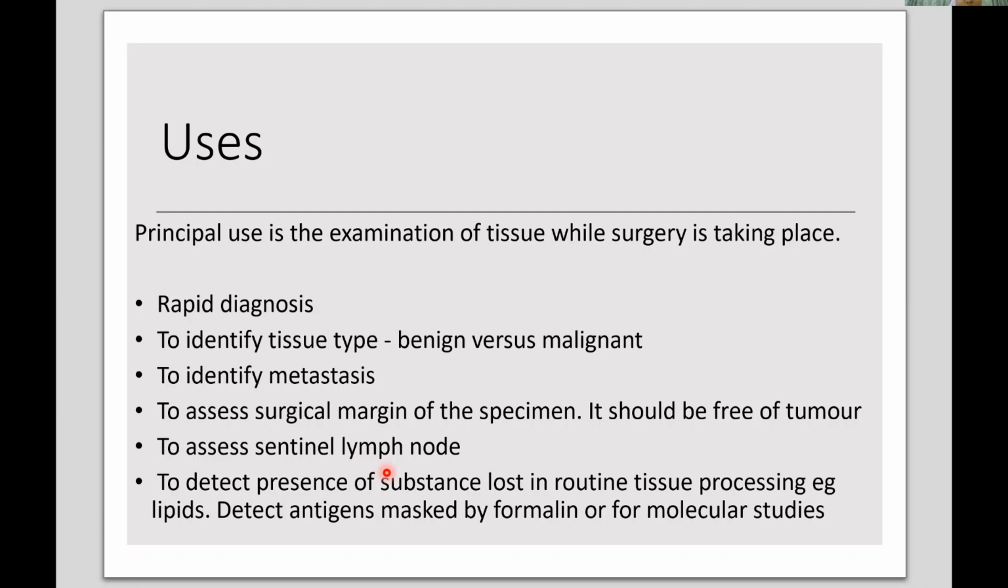the axillary clearance. And to detect the presence of substances lost in the routine tissue process, for example glycogen or lipid. Just now, when we want to see fat, we need to use fresh tissue and then we stain with special stains.